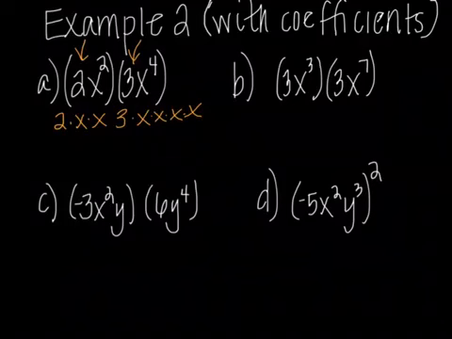But I want to simplify this back into a base and a power. 2 times 3 can also be simplified to give me 6. Then I realize I have a base of x and a power of 6. This would be my fully simplified answer. Why don't you try B? Pause the video and unpause when you're ready to check.